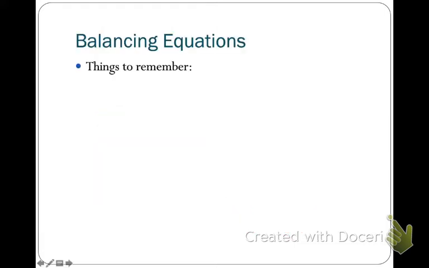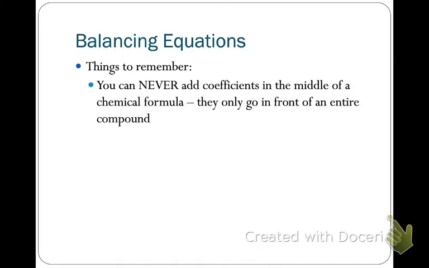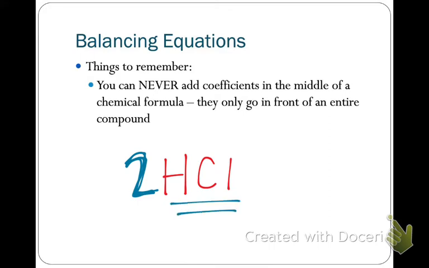So I wanted to talk about a couple things here as we start practicing with balancing equations. We never add coefficients in the middle of a chemical formula. They only go in front of the entire compound. So if I'm going to look at the compound HCl, just like we had it, let's say my reaction told me I needed 2 chlorines. I cannot just do that, right? I can't add a 2 in front. I cannot add a 2 right there. The only thing I can do to balance my formula is add a coefficient in the front, because that tells me I have 2 of the whole entire molecule.